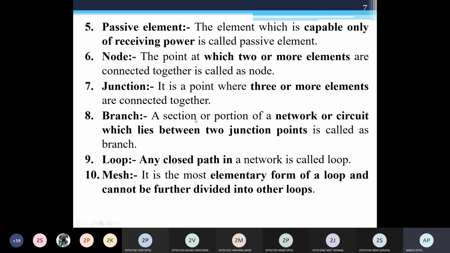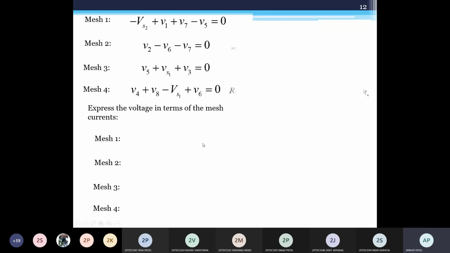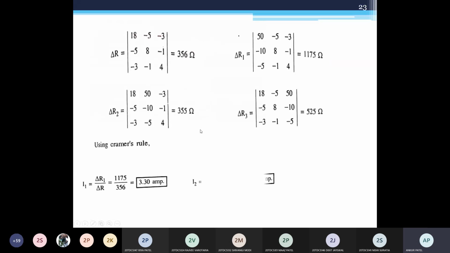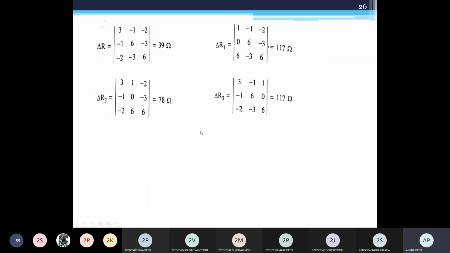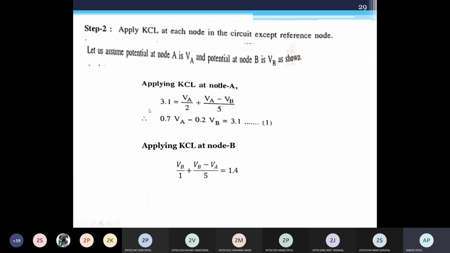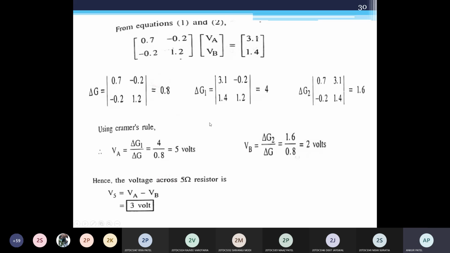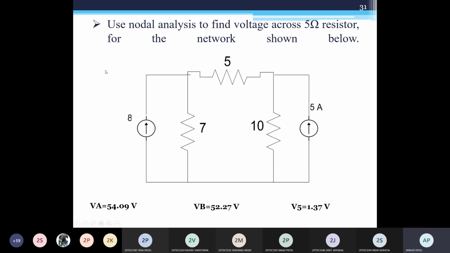These are the basic terms that you need to remember. You will be asked for these definitions in internal as well as external examinations, so you have to remember them. Now we are jumping to star-delta transformations, and after that we will do mesh and nodal analysis. So we'll get the idea for the applications of KVL and KCL.